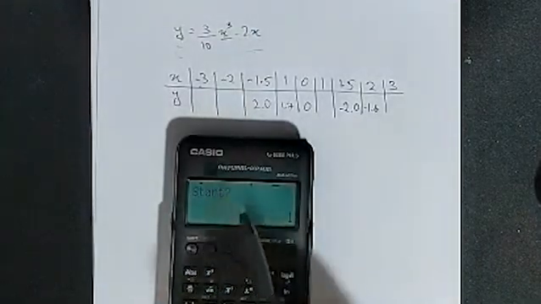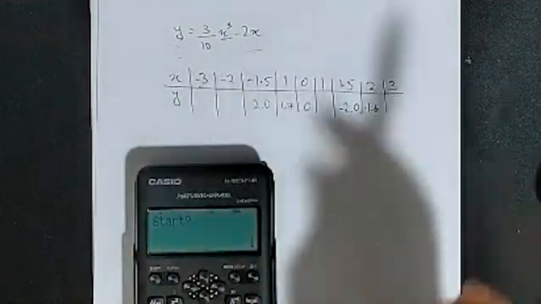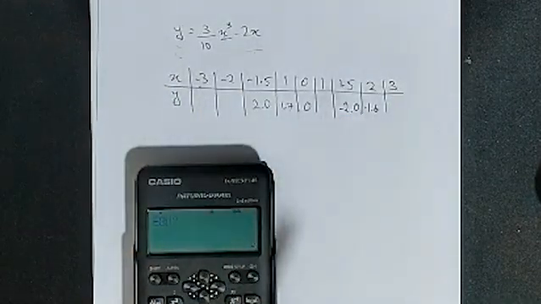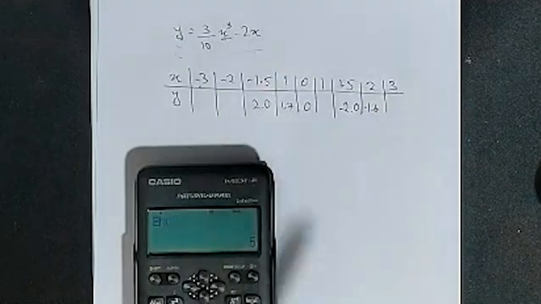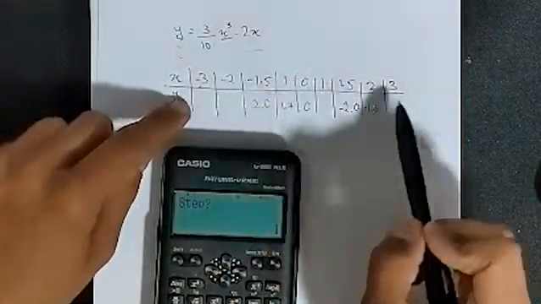It's asking us where we want to start. Our table is starting at negative 3 and ending at 3. So start is negative 3. End is 3. Now it's asking for the step. The step basically means the difference between each value.